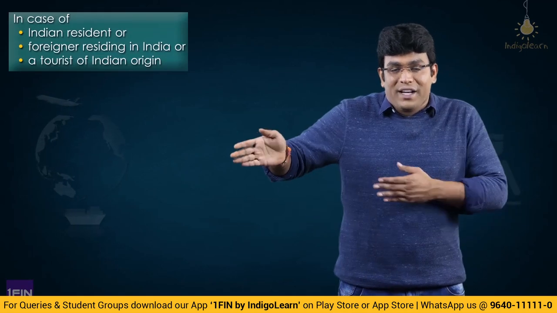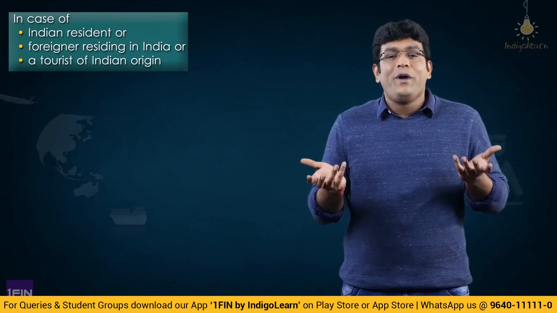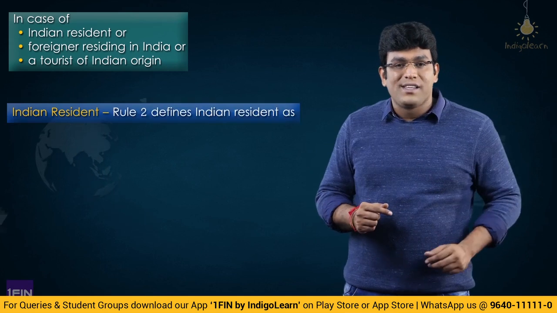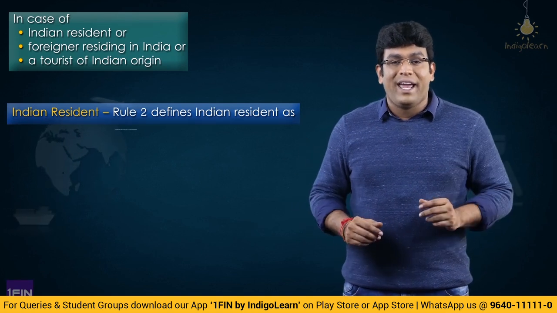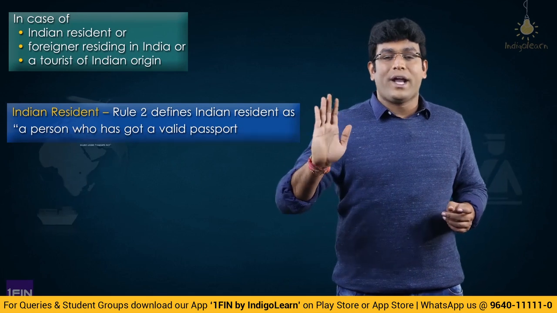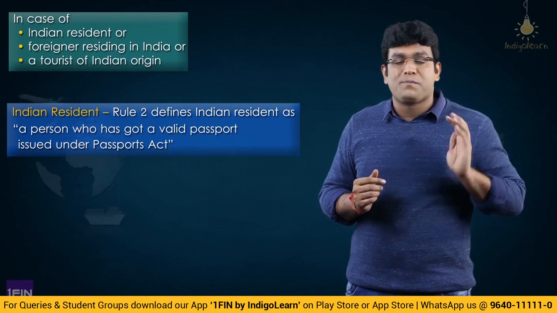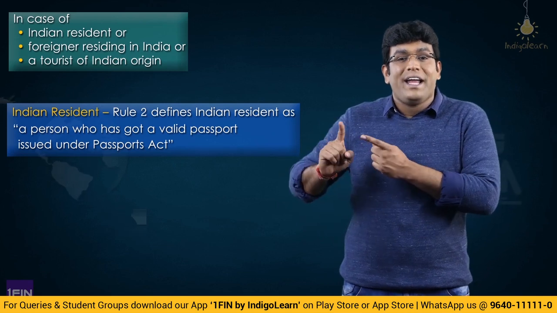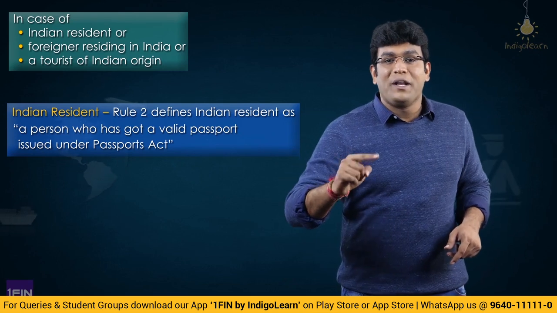In the case of an Indian resident, a foreigner residing in India, or a tourist of Indian origin, first of all, who is an Indian resident? Rule 2 defines who is an Indian resident, which says that an Indian resident is somebody who has a valid passport issued under the Indian Passports Act. So the first category is Indian resident, or a foreigner residing in India, or a tourist of Indian origin.